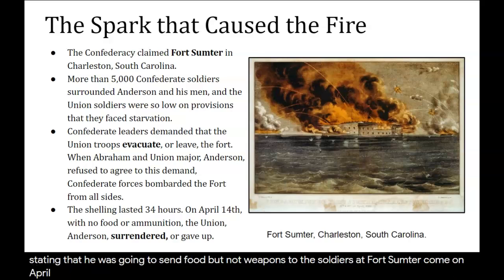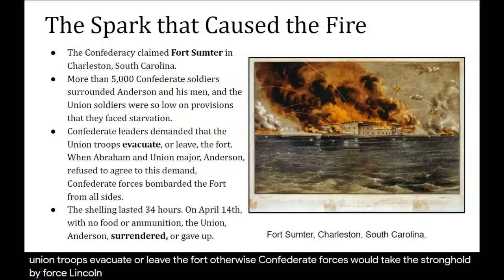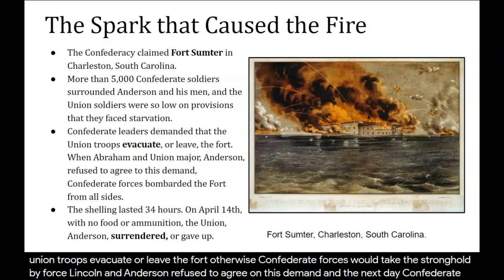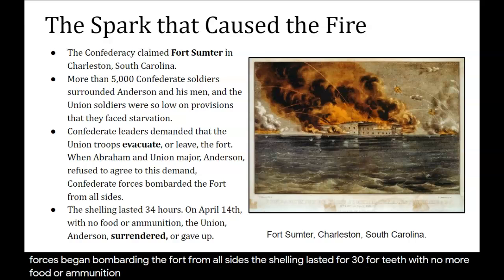On April 11, 1861, before the Union's provisions arrived, Confederate leaders demanded that the Union troops evacuate, or leave, the fort. Otherwise, Confederate forces would take the stronghold by force. Lincoln and Anderson refused to agree on this demand, and the next day, Confederate forces began bombarding the fort from all sides. The shelling lasted for 34 hours. On April 14th, with no more food or ammunition, Anderson surrendered.